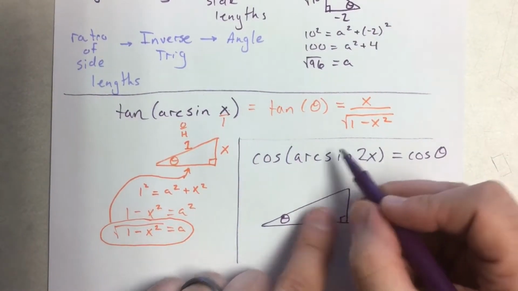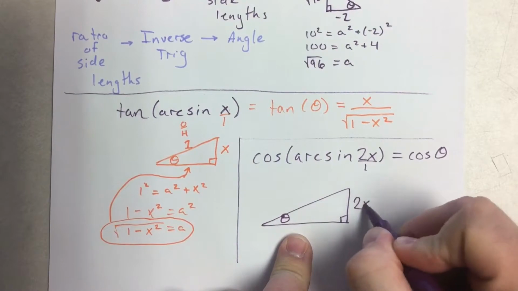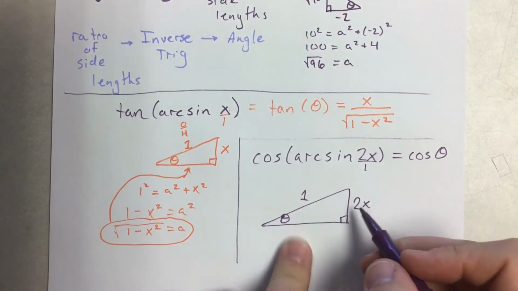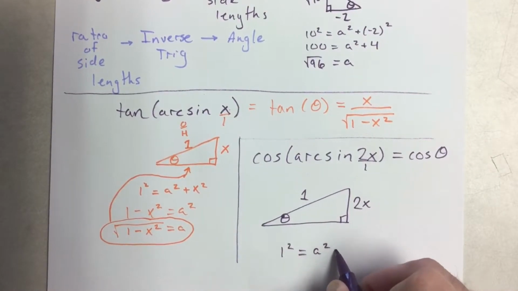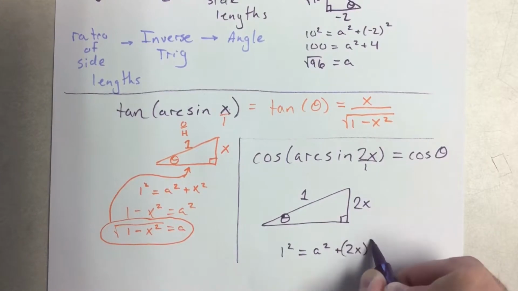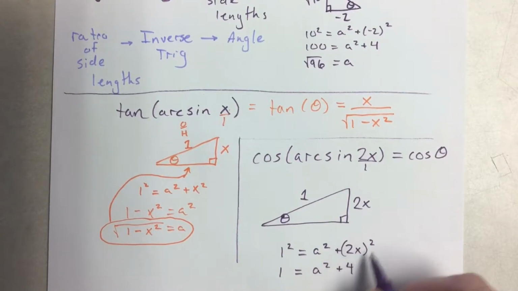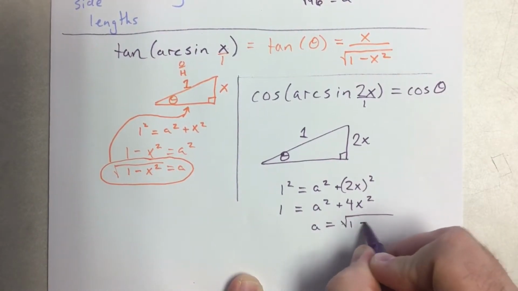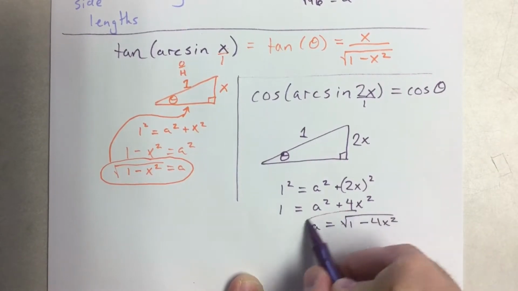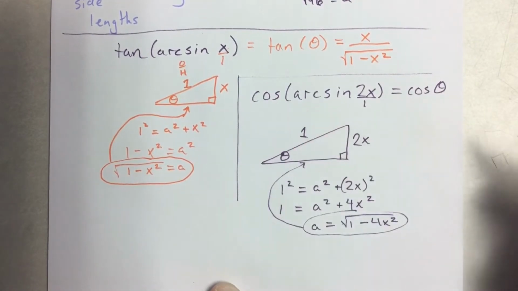Sine is opposite over hypotenuse. So looking at it as a fraction, our opposite would be 2x. Our hypotenuse would be 1. Pythagorean theorem would have us write 1 squared equals a squared plus 2x squared. So that would equal 1 equals a squared plus 4x squared, which solving for a, square root of 1 minus 4x squared. That's our unknown length, which allows us to find cosine of the angle.